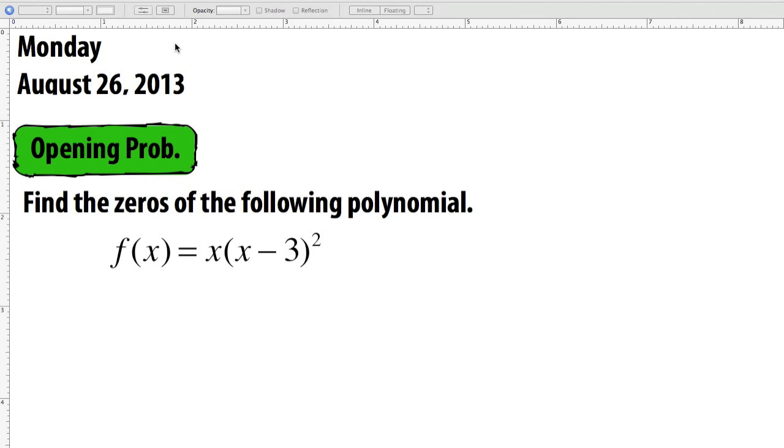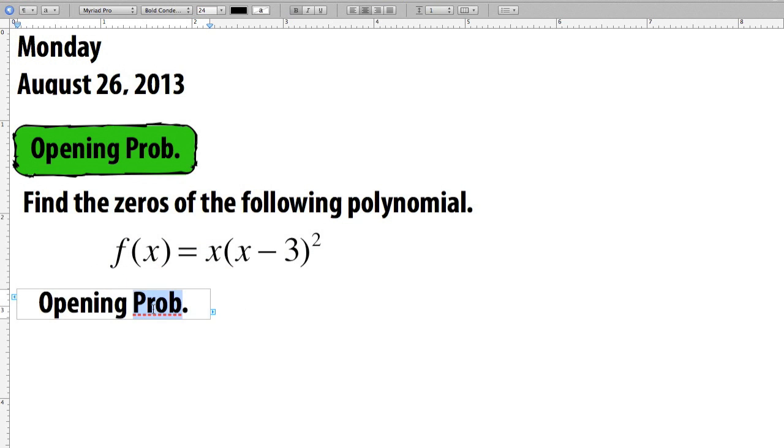Here's our opening problem. Hopefully you looked at this and thought, oh, this is fairly simple. I wanted to discuss a few things with you about this. Number one, writing out your zeros here is not really complicated at all. You're looking at this, it's almost all already factored for you.